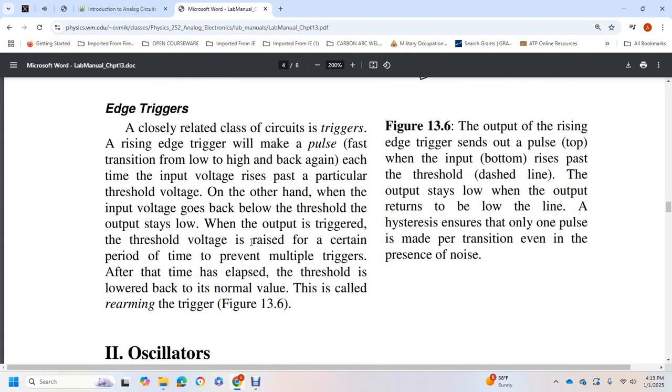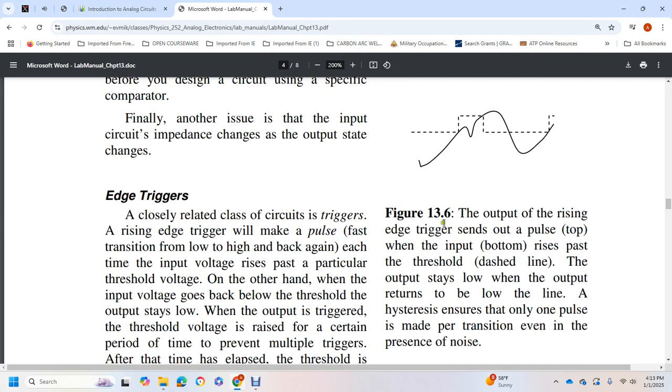Edge triggers are a closely related class of circuits. On the rising edge, the trigger output will pulse, making a fast transition low, high, and back again, each time the input voltage rises past a particular threshold voltage. On the other hand, if the input voltage goes back below the threshold, the output stays low. Once the output is triggered, the threshold voltage is raised for a certain period of time to prevent multiple triggers. After this time has elapsed, the threshold is lowered back to the normal value. This is called rearming the trigger.